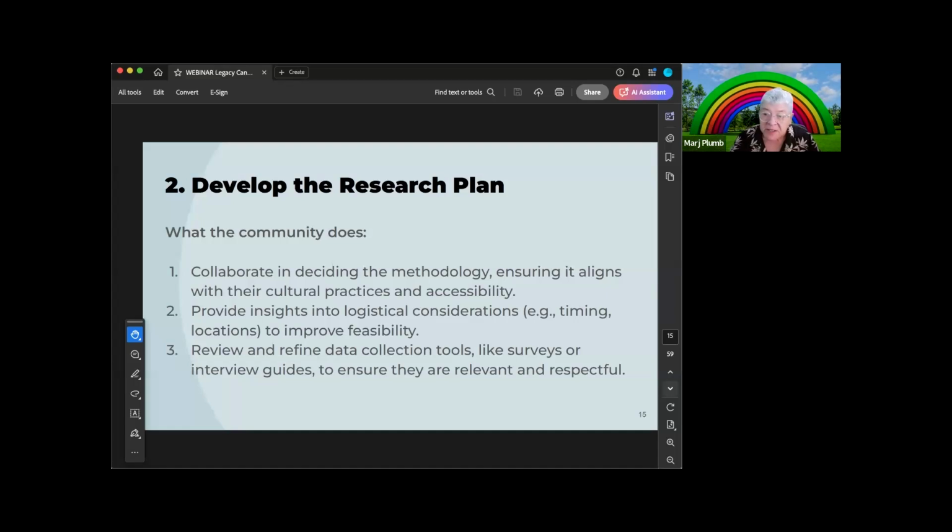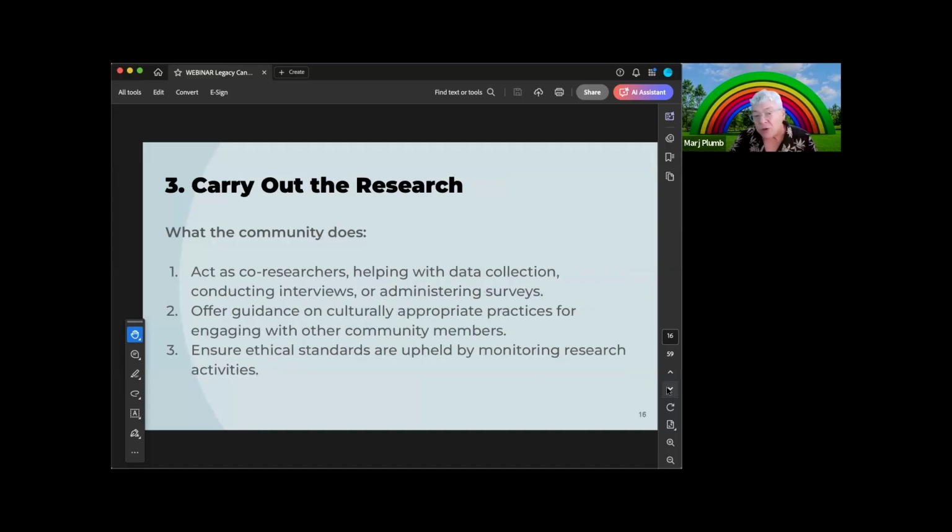Developing the research plan: again, the community can help decide on the methodology, ensuring that it aligns with their cultural practices and accessibility, provide insight into logistical considerations, what is going on for that community in terms of being able to participate in research, and refine and review data collection tools like surveys and interview guides, making sure the questions asked are things the community will understand, along with the answers. Next slide. Carrying out the research can be done in partnership between the researcher and the community as well.